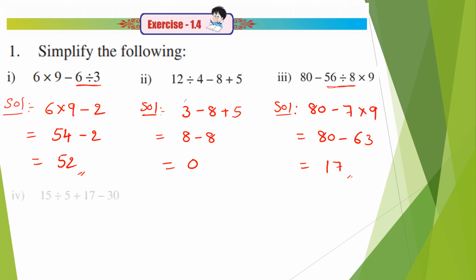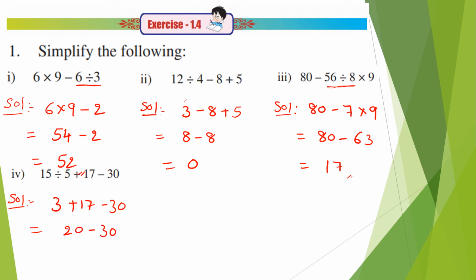Let us see one more here. Write the solution: 15 divided by 5 plus 17 minus 30. 15 divided by 5 is 3, plus 17 minus 30. So add these two numbers, 3 plus 17 is 20, minus 30. So that is 20 minus 30, that is minus 10.